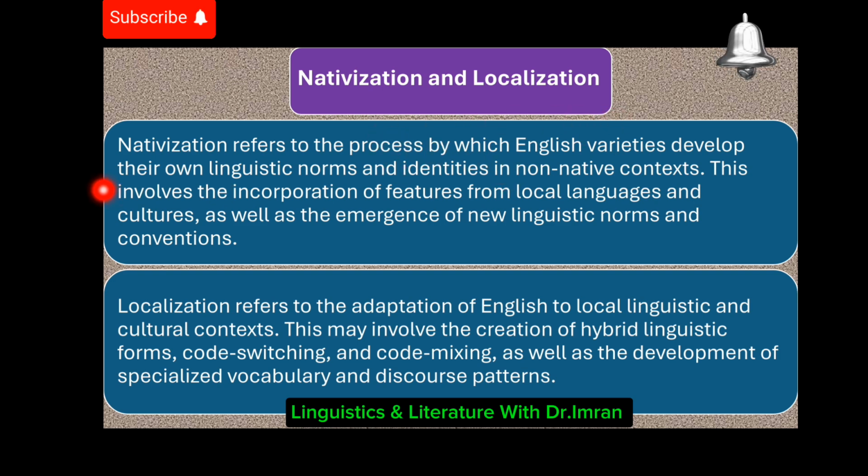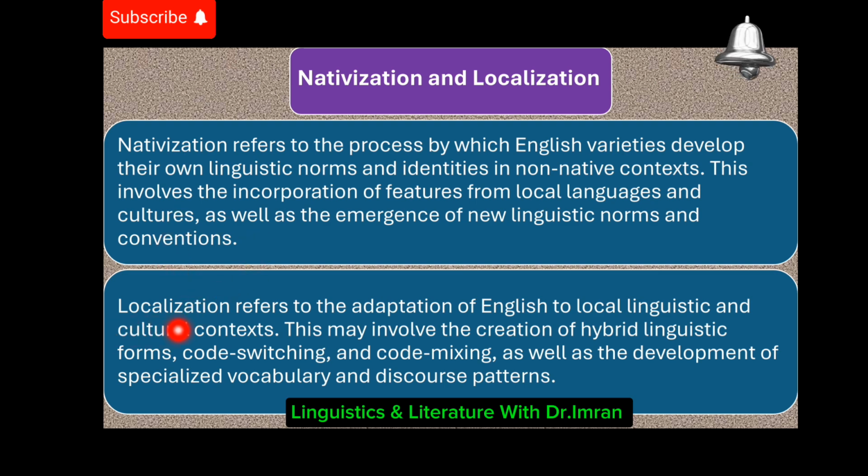Nativization and localization. Nativization refers to the process by which English varieties develop their own linguistic norms and identities in non-native contexts. In non-native contexts, it develops words, right? That is its own linguistic norms. For example, in Pakistan, that is a non-native context, but it has its own linguistic norms. So this involves the incorporation of features from local languages and cultures, as well as the emergence of new linguistic norms and conventions. So there is so much vocabulary in English that we take from Urdu and we insert there. Okay, so there's a local touch to the English language.